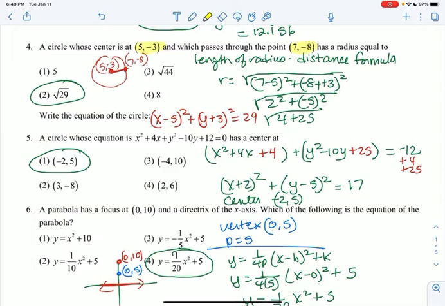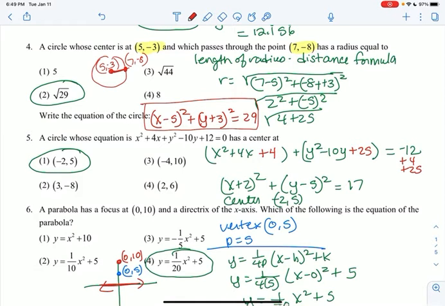And then they want me to write my equation. All I do is I take the center, those numbers 5 and negative 3 go next to the x and the y, but remember you have to change your signs. So this is my equation right here, x minus 5 squared plus y plus 3 squared equals r squared. And since r, the radius, happens to be radical 29, when you square it, you just get 29.